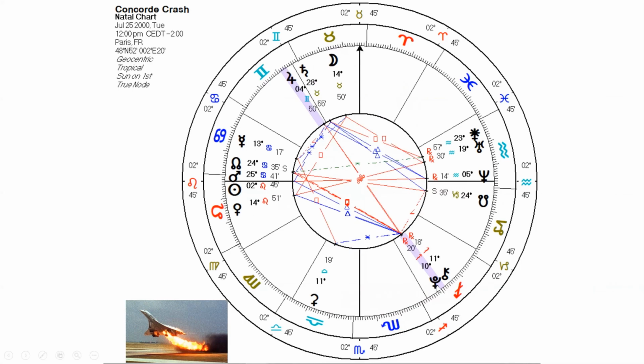And this crash happens, lo and behold, exact Pluto-Jupiter opposition again.